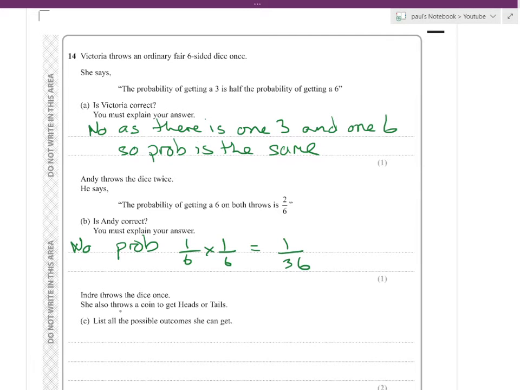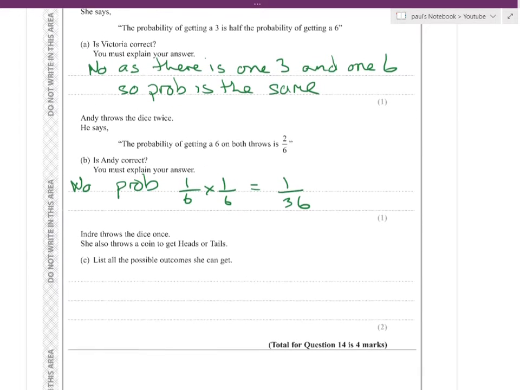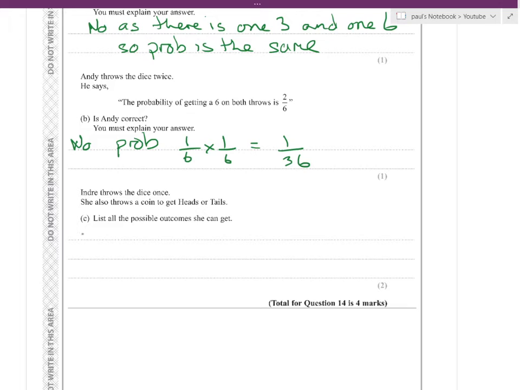Indra throws a dice. She also throws a coin to get heads or tails. List all the outcomes that she can get. So she can get 1, 2, 3, 4, 5, 6, and she could get heads on every one of those. Or she could throw 1, 2, 3, 4, 5, 6 and get tails on every one of those. Good job she's only thrown it once, otherwise that would be complicated.